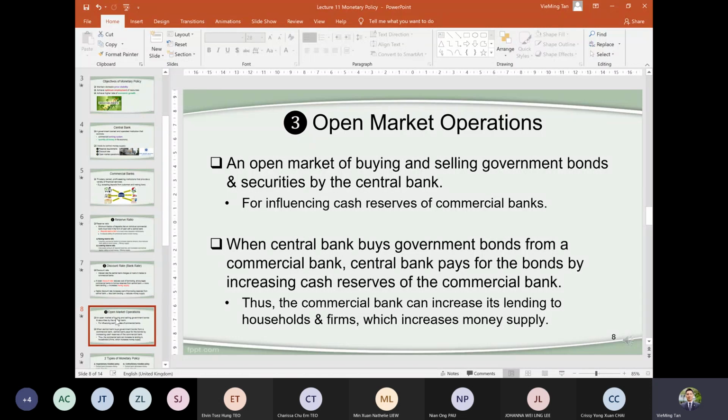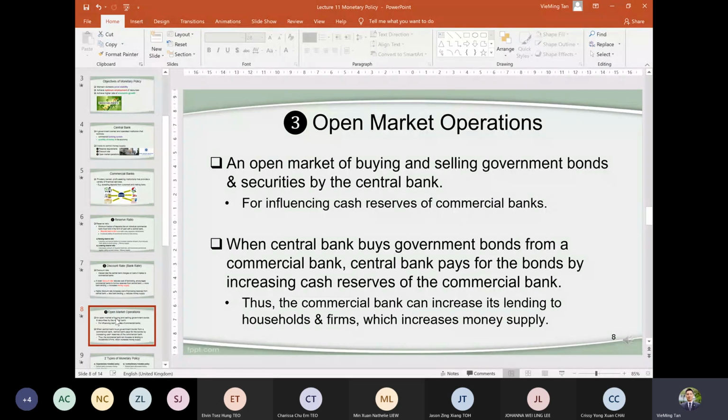for the central bank to buy and sell government bonds or securities to the commercial bank. Actually, this is a channel for the transaction of government bonds and securities between the central bank and commercial bank. This depends on the situation of the economy. The central bank can buy government bonds from a commercial bank, or the other way around as well. So what is the effect then?